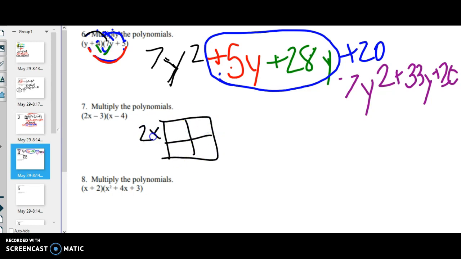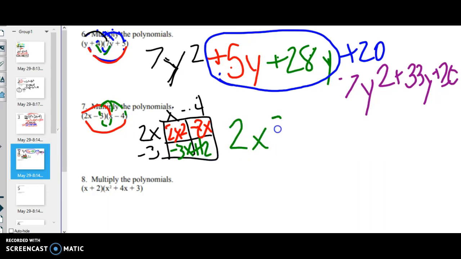So it says 2x minus 3, and then x minus 4. All right, so 2x times x is 2x squared. 2x times negative 4 gives me minus 8x. Okay, then negative 3 times x gives me negative 3x, and then negative 3 times negative 4 is positive 12. So I get 2x squared minus 11x, and then plus 12.